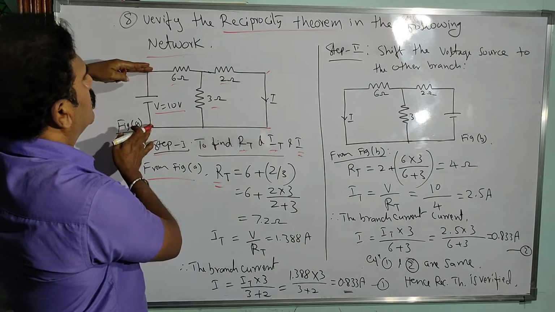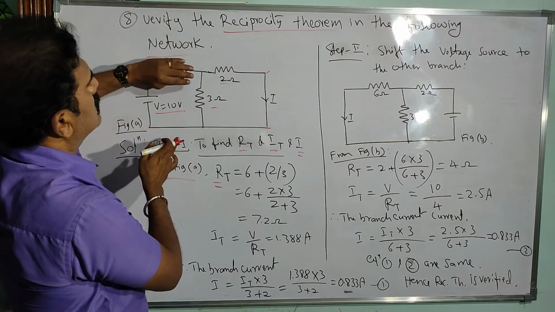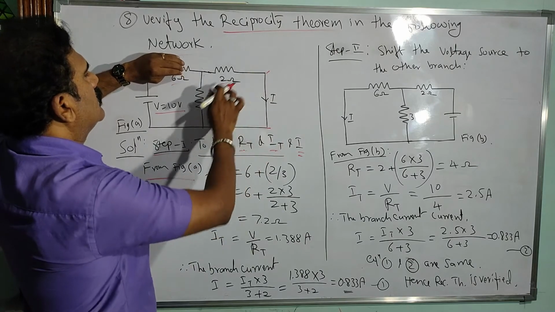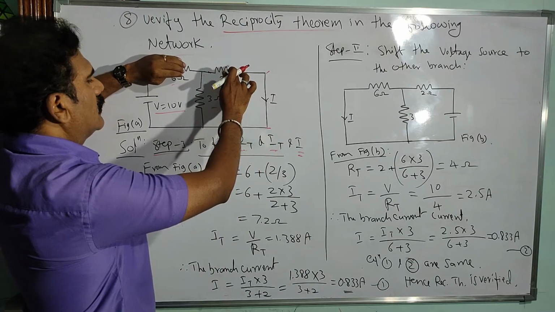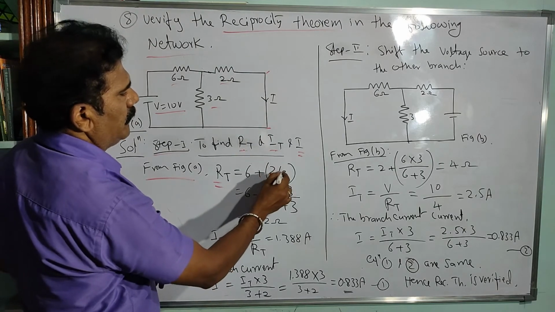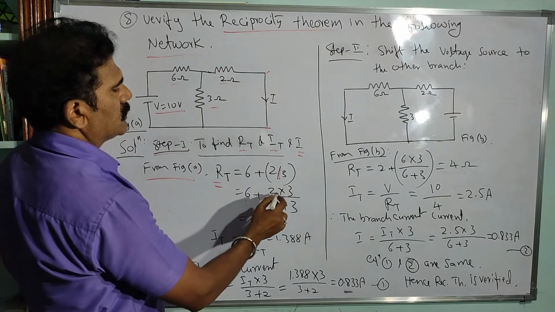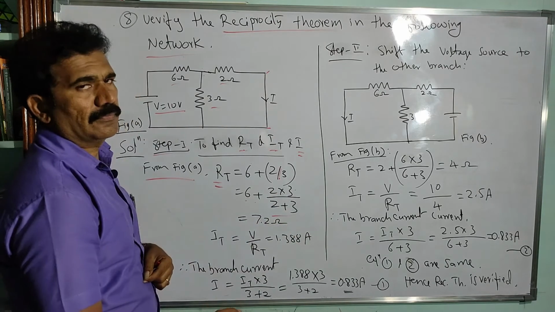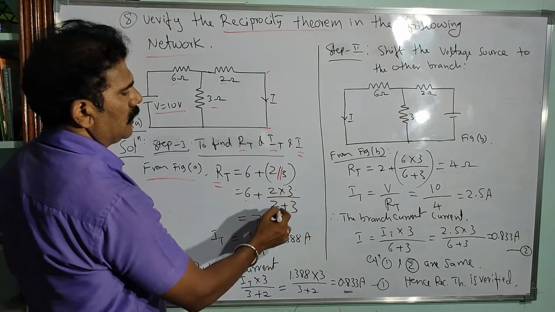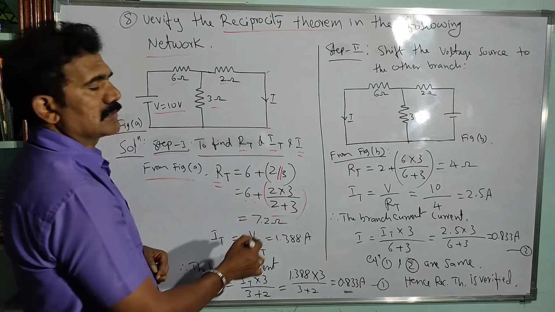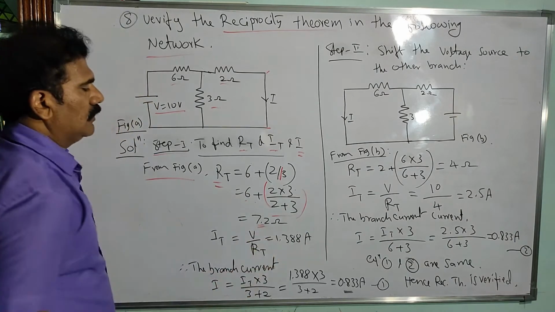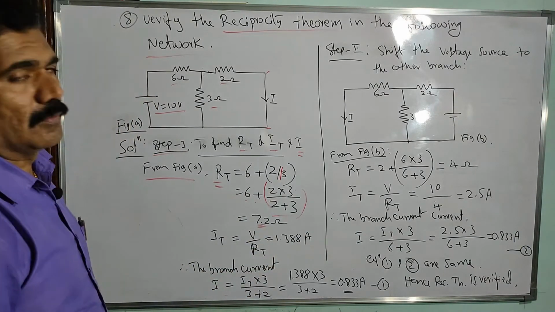RT is equal to: the 6 ohm resistor is in series, whereas 3 and 2 are in parallel to each other, right? So you can write 6 plus 2 parallel with 3, so 6 plus 2 into 3 by 2 plus 3. 2 parallel to 3 gives 2 into 3 by 2 plus 3, the equivalent resistance of 2 parallel resistors. Calculate the value, you will get RT equal to 7.2 ohms.